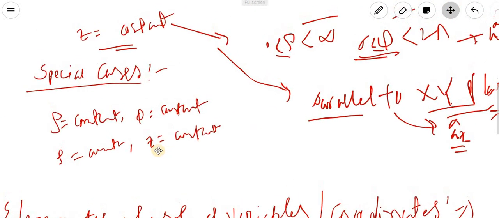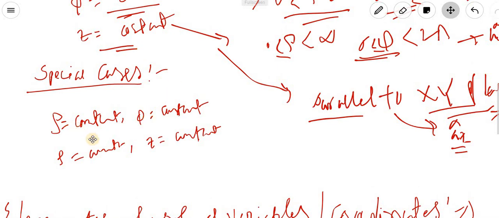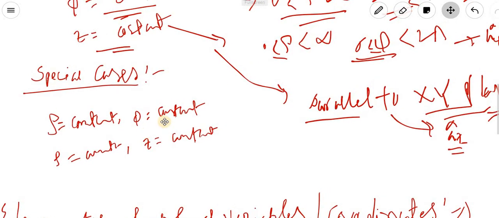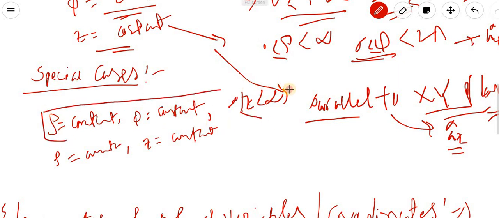Now some special cases we can see. Suppose rho equals constant and phi equals constant. If rho is constant and phi is constant, then obviously z is varying, from minus infinity to positive infinity. So what will we be getting for this?